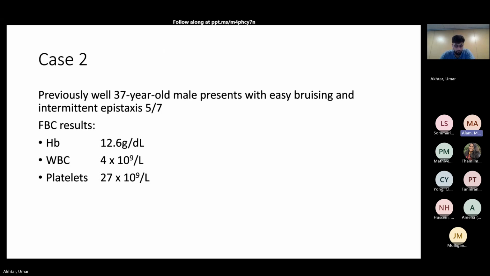Have a look at their clotting profile. Brilliant. Have a look at that clotting profile. Yeah. Any others? Any other investigations you might want to do? INR. Could do. Yeah, definitely.